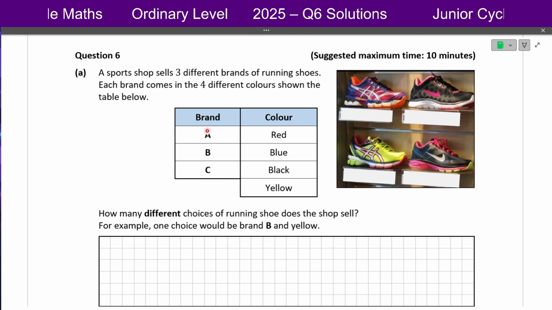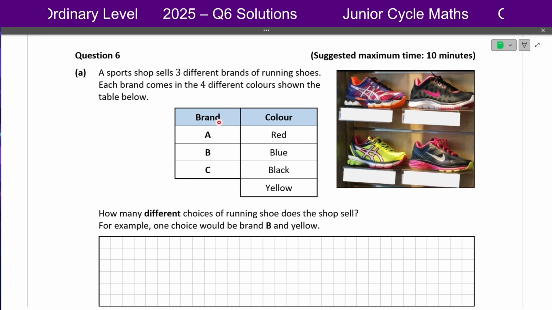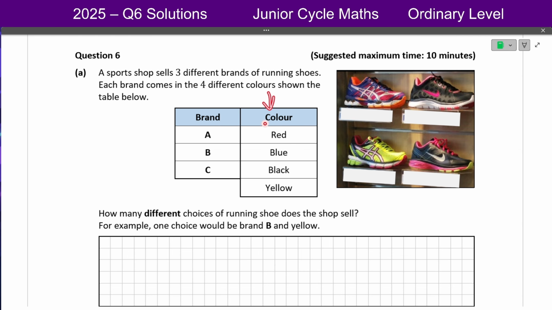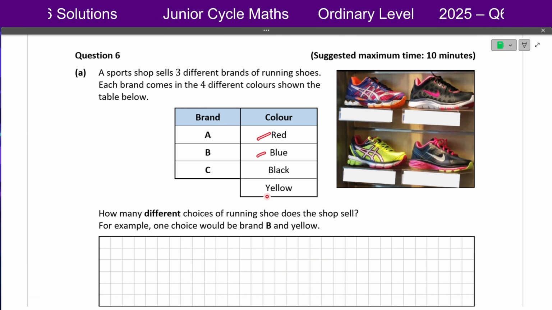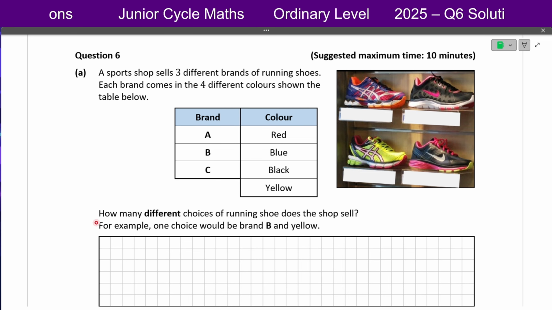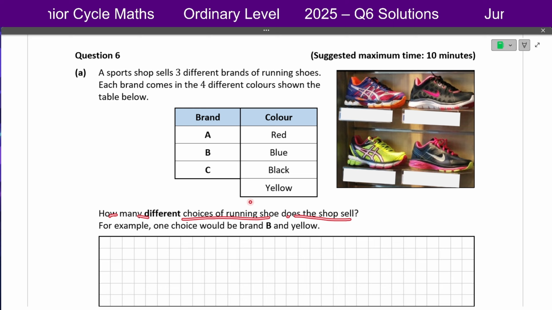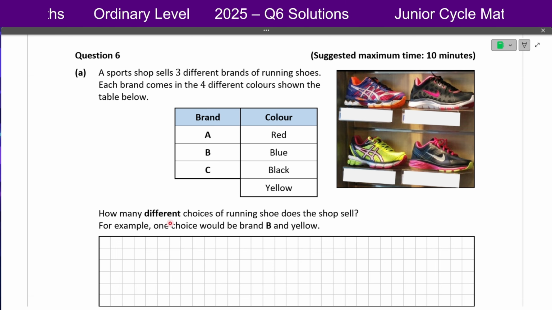So we have a table. In the first column we have the brands A, B, C, 3 brands. In the second column of the table we have the colors: red, blue, black, and yellow. It says how many different choices of running shoe does the shop sell. We need to find the number of different choices.